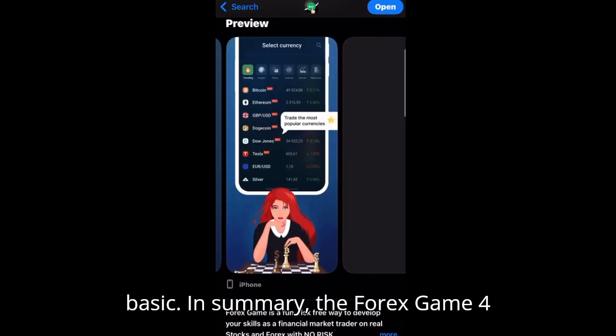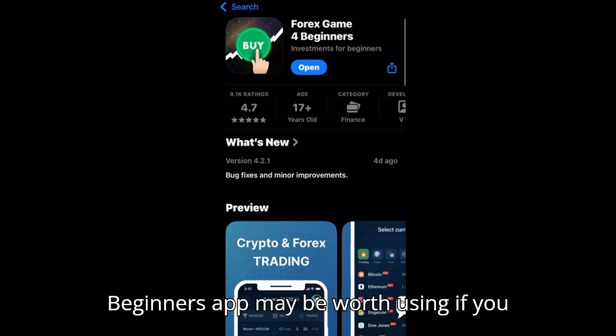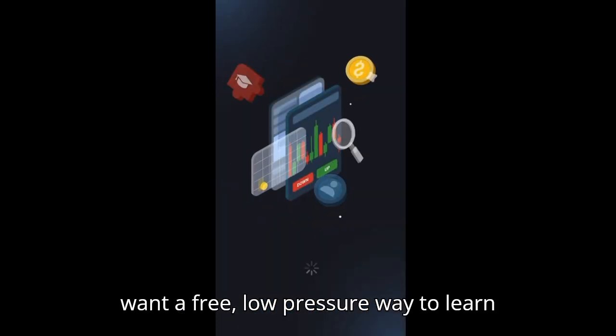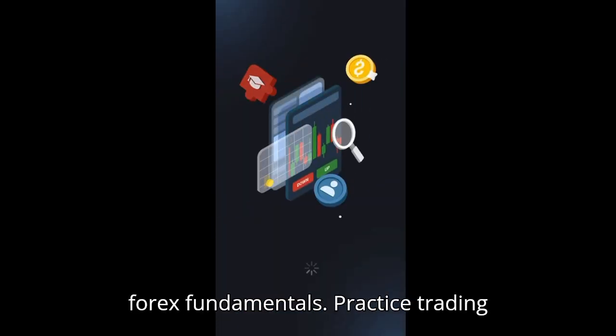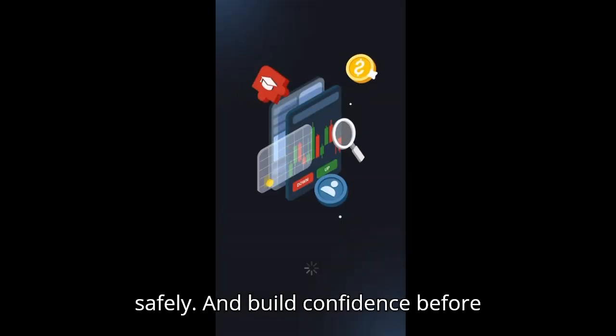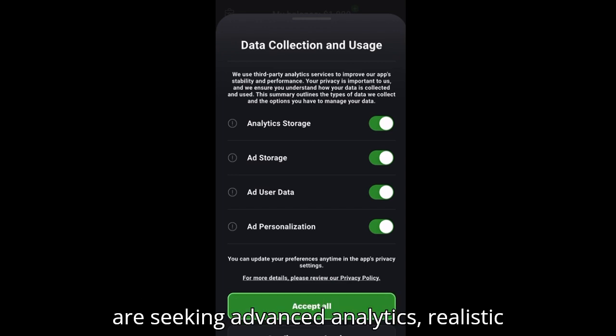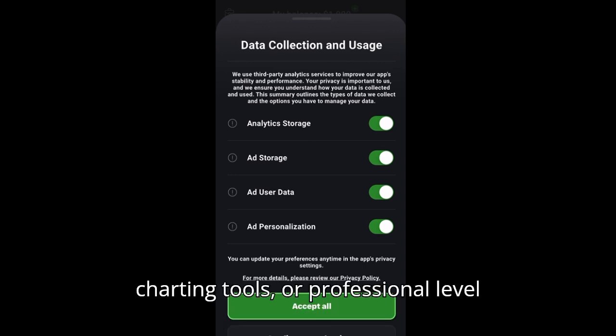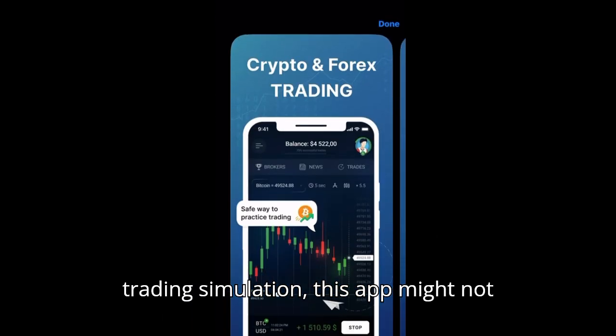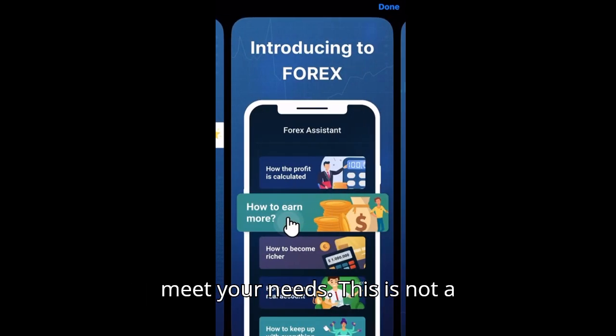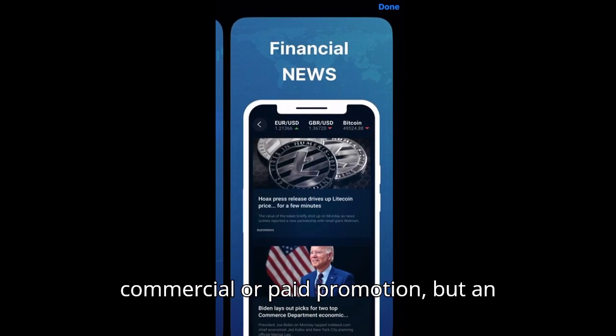In summary, the Forex Game for Beginners app may be worth using if you want a free, low-pressure way to learn forex fundamentals, practice trading safely, and build confidence before entering real markets. However, if you are seeking advanced analytics, realistic charting tools, or professional-level trading simulation, this app might not meet your needs.